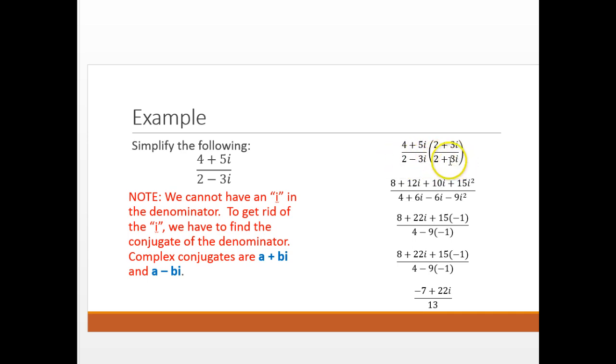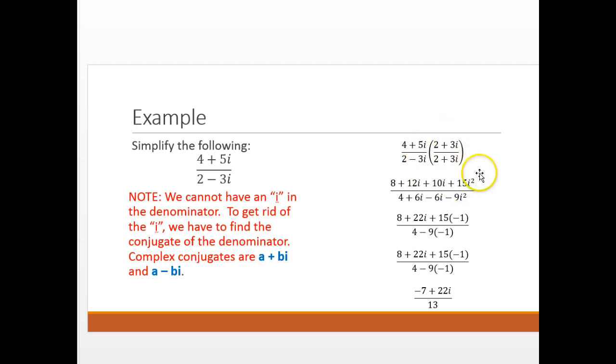We're just going to FOIL down here. 2 times 2 is 4. 2 times 3i is 6i. Negative 3i times 2 is negative 6i. And negative 3i times positive 3i is negative 9i squared. Similarly, we're going to FOIL in the numerator. 4 times 2 is 8. 4 times 3i is 12i. 5i times 2 is 10i. And 5i times 3i is 15i squared.